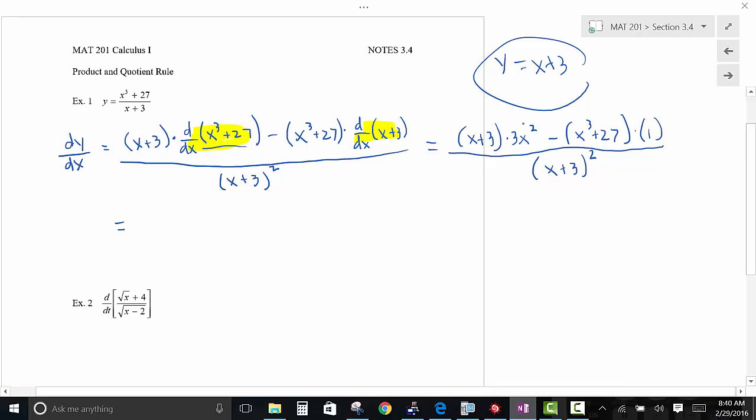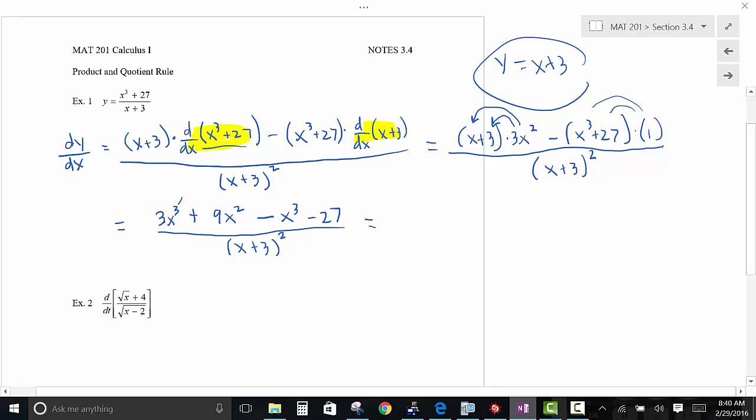Now it's the algebra time. So we do 3x squared times x, which is going to be 3x to the 3rd. Then we do 3x to the 2nd times 3, which is going to be plus 9x to the 2nd. And be careful with your sign on this. If you multiply that by 1, nothing's going to change. But what is that minus sign going to do there? It's going to distribute and change that to minus x to the 3rd minus 27, all over x plus 3 to the 2nd, like that.